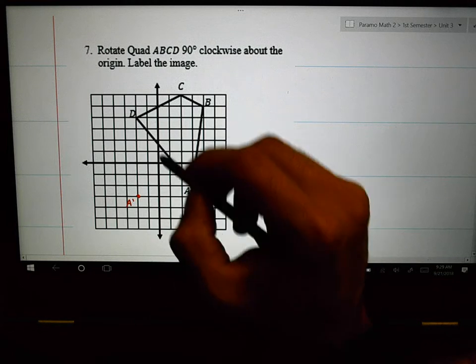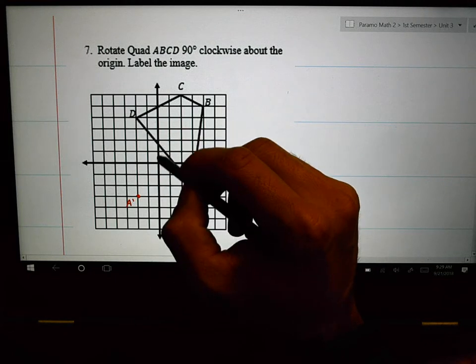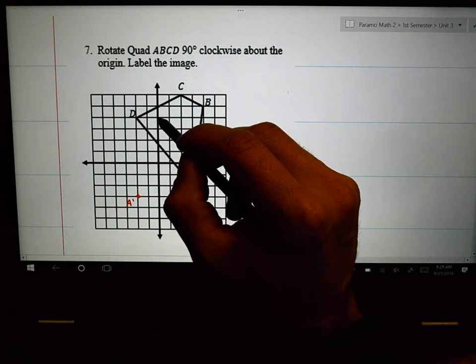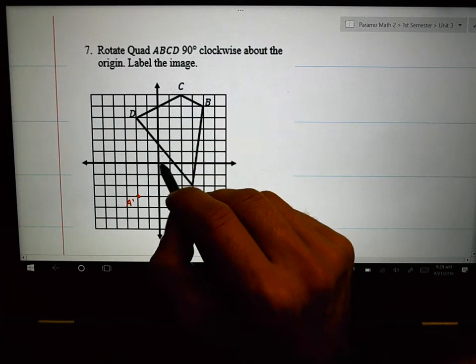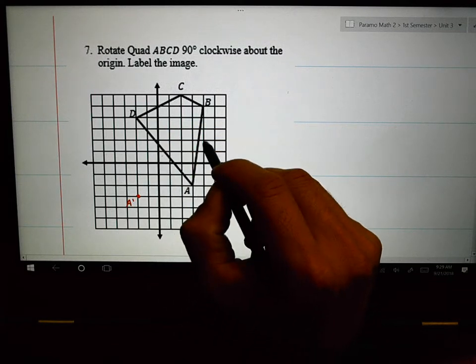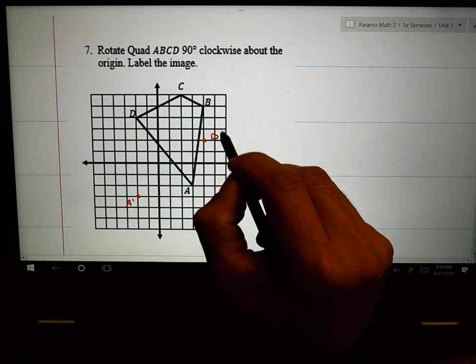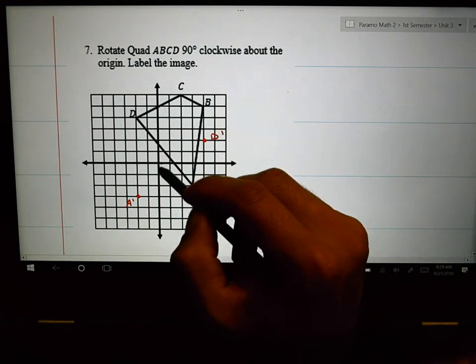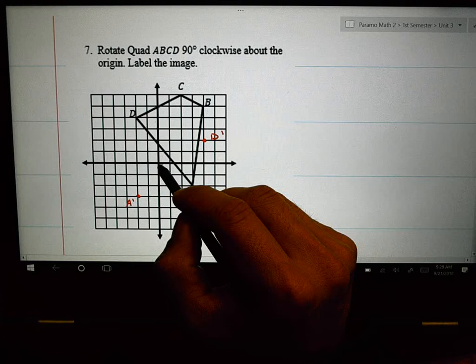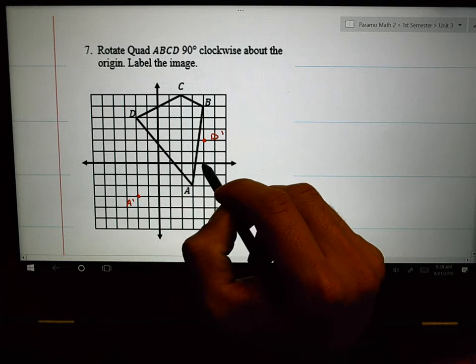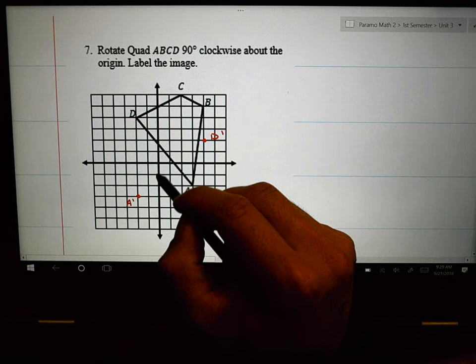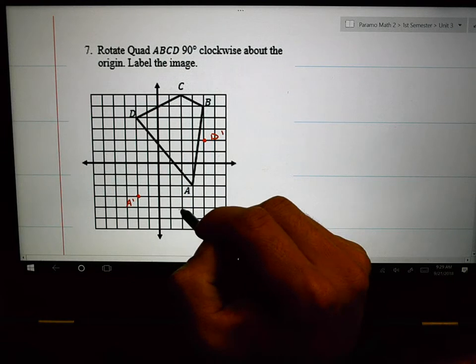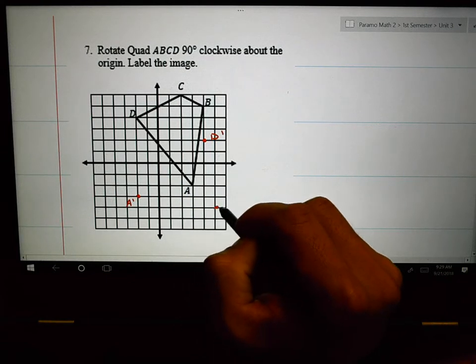I can also do that for D. I can go up 1, 2, 3, 4 and to the left 2. So now I'm going to go to the right 1, 2, 3, 4 and up 2. This is where D prime is going to be. I'm going to find B by going 1, 2, 3, 4 this way and up 1, 2, 3, 4, 5. So I'll go 1, 2, 3, 4, 1, 2, 3, 4, 5, B prime.